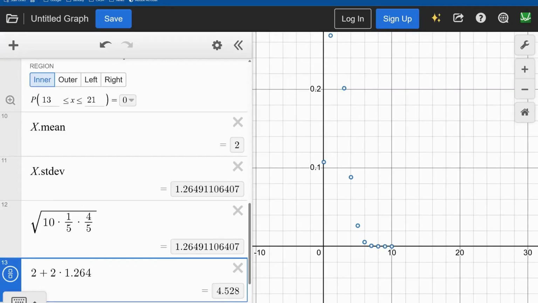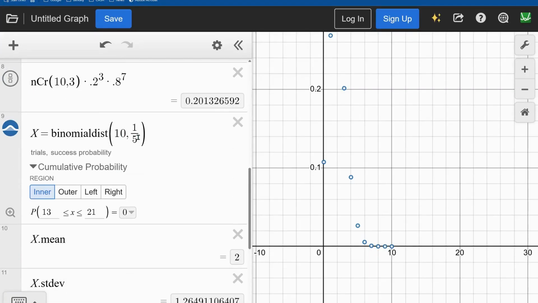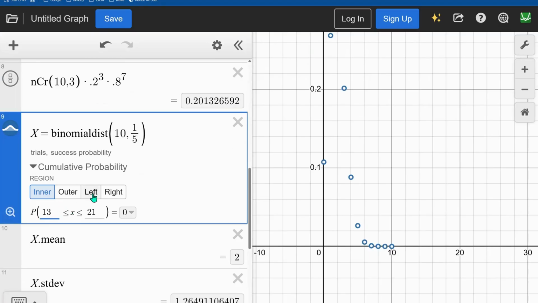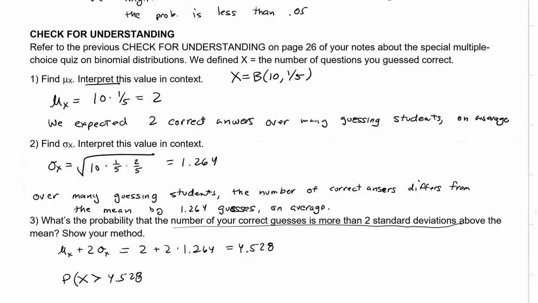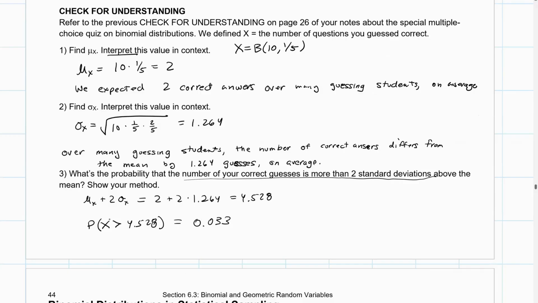Well, see, if we go back up to here, 10, 5, that's right. And I could say I want only the right tail, and I want to be greater than 4.528. And you can see, if we spread that out a little bit, there's our distribution. Doesn't include 4, but includes 5 and more. So that probability is about 3.3%, 0.033, right? And that concludes that problem.